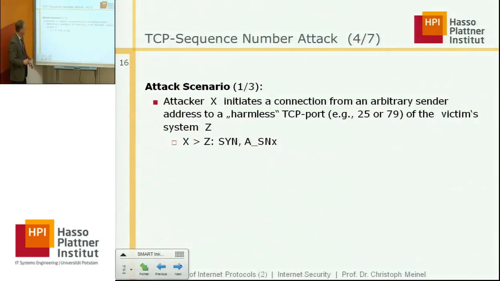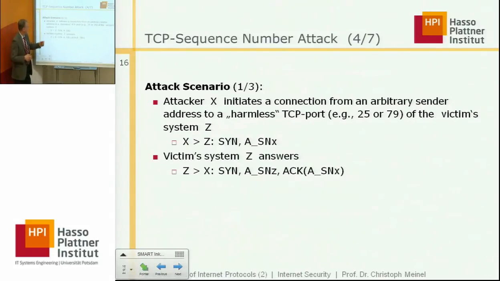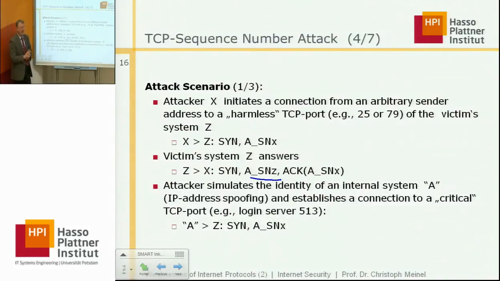Here's the attack scenario. The attacker X initiates a connection from an arbitrary sender address to a harmless TCP port, for example TCP port 25 or 79 of victim system Z. So he starts to establish the connection. He sends a SYN flag and his sequence number. Then the victim's system Z answers with a SYN flag and its own sequence number and acknowledges the sequence number of X. And now the attacker simulates the identity of another internal system A. We have seen that by means of IP spoofing, such a thing is possible.